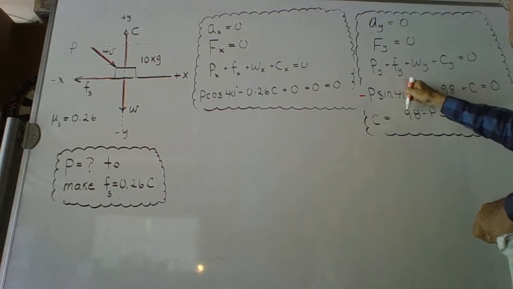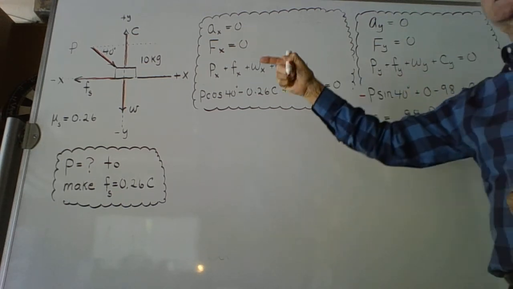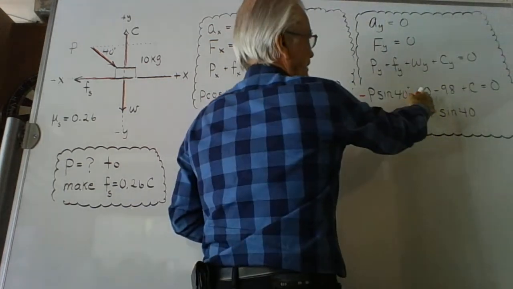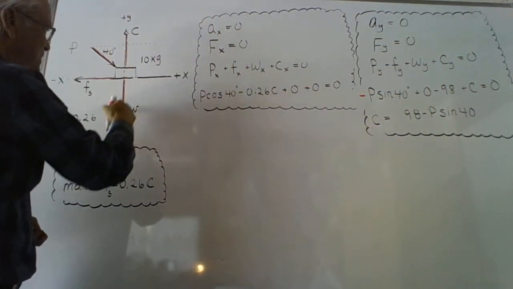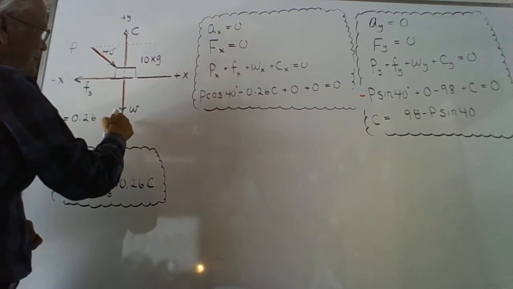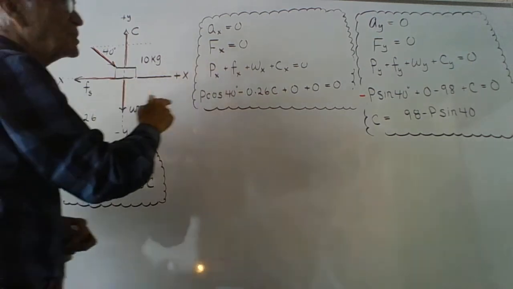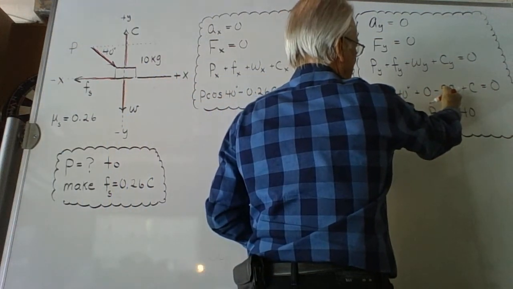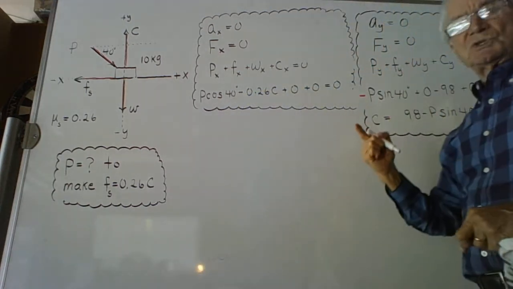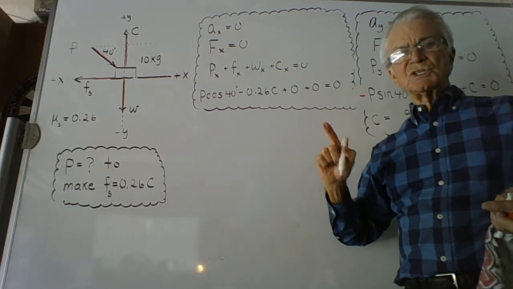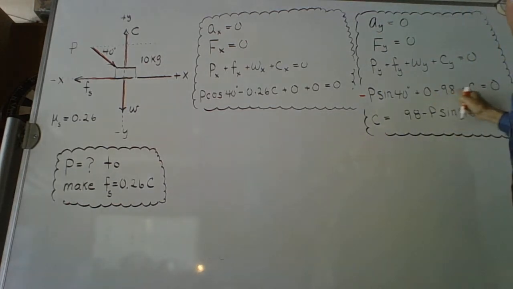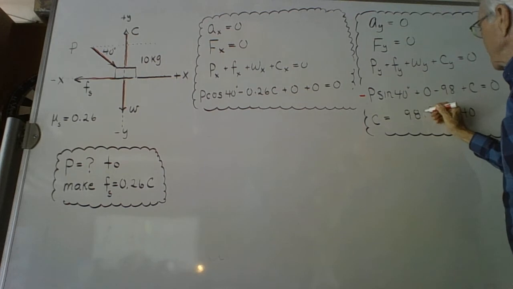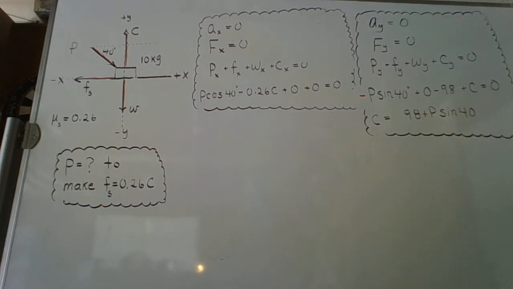F sub y is 0 because the frictional force lies entirely along the x-axis. The y component of the weight force is mg, negative sign, because the W vector points along the negative y-axis. Negative mg is negative 10 times 9.8, negative 98. The C vector has a y component that's equal to its full value, because the C vector lies entirely along the positive y-axis. When we solve this equation for C, what we get is the following. Change that to a plus sign.